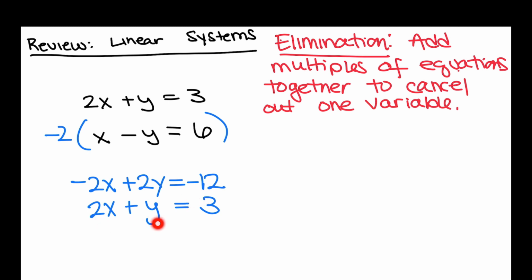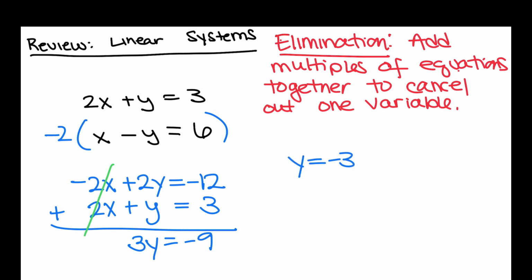Then if I add that to the first equation, 2x plus y equals 3, the x's disappear, and I'm left with 3y equals negative 9. This is something I can solve for y by dividing both sides by 3, and I get y equals negative 3. Now I chose to eliminate the x's, but I could have also eliminated the y's. In fact, I wouldn't have had to do any work. Just add the equations together and the y's would cancel out, and that would give me 3x equals 9. So you can eliminate either variable.